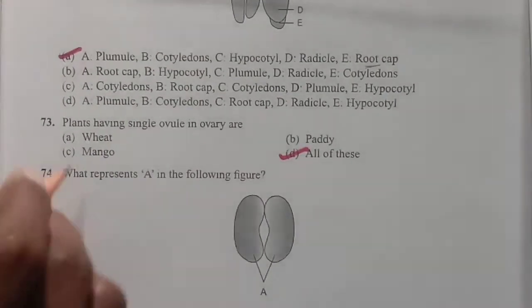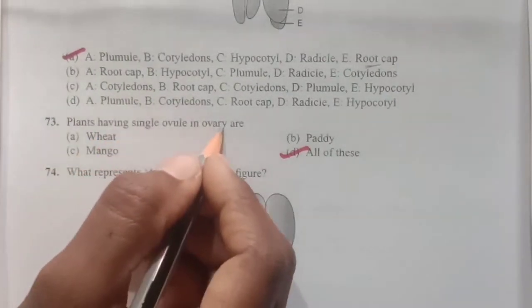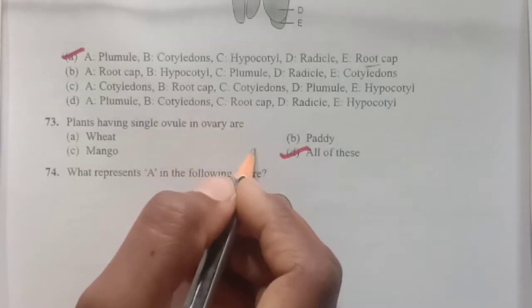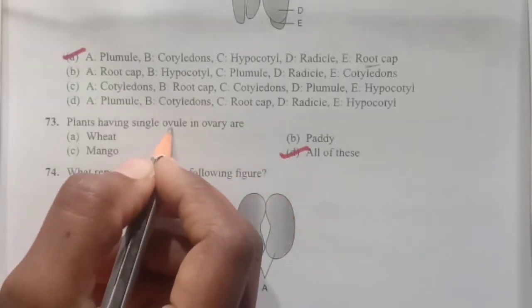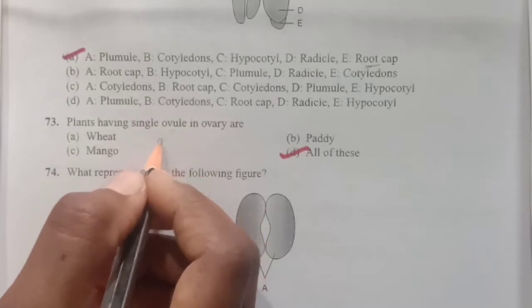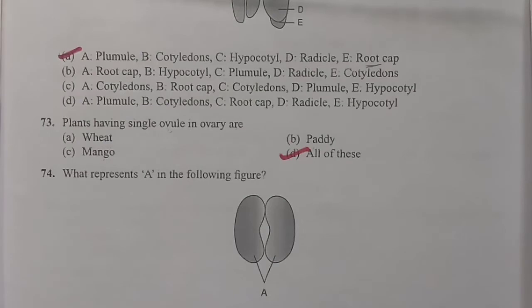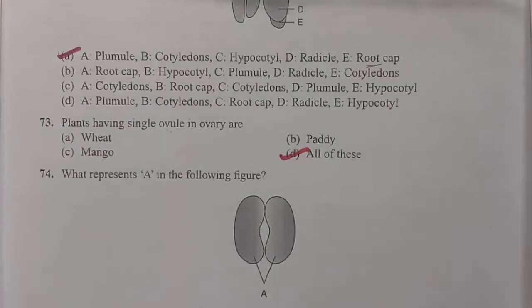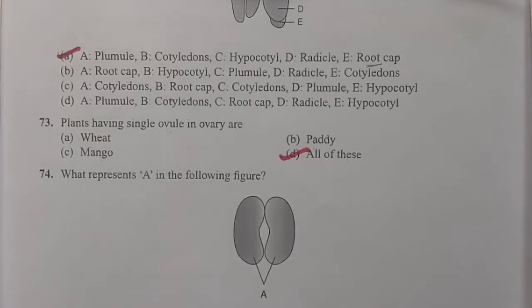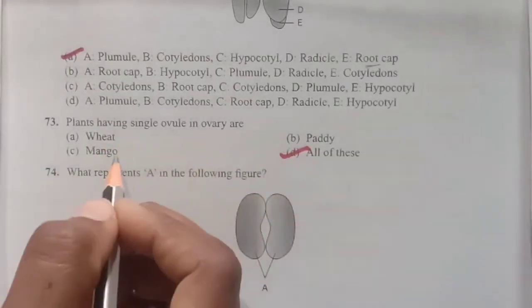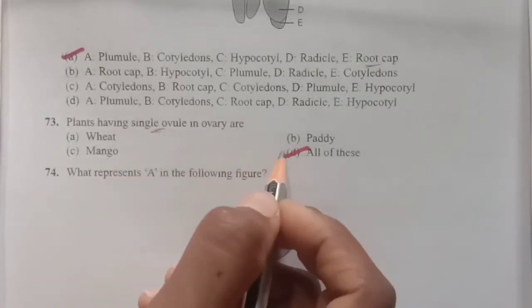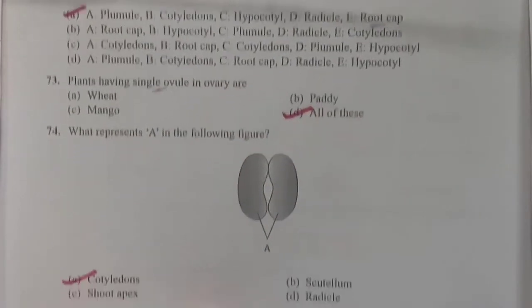And next question, plants having a single ovule in the ovary are. In which plants can we find a single ovule? Wheat, paddy and mango all comprise a single ovule. Here we can clearly observe that if you find a single seed in each plant, it indicates that they comprise a single ovule, because the ovule develops into the seed. That's why in all these plants we find a single ovule. So answer D is correct.